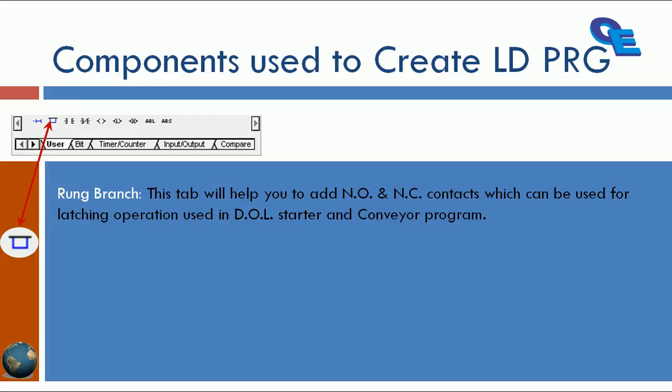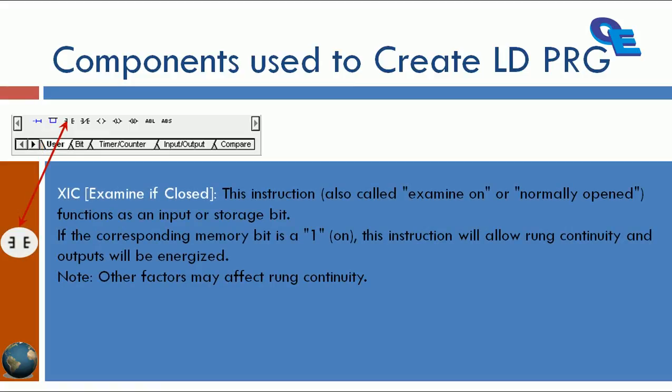First, you have to select the proper normally open contact to which you are going to take a parallel branch. Next will be the normally open contact, or XIC. When it is closed, we have to examine whether it is closed or not. That's why it is called Examine If Closed, XIC. The instruction is also called examine on or normally open, and functions as an input or a storage bit. If the corresponding memory bit is 1 (on), the instruction will allow the rung continuity and the output will be energized.